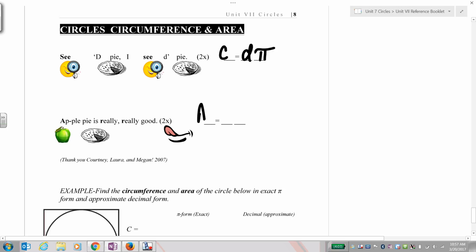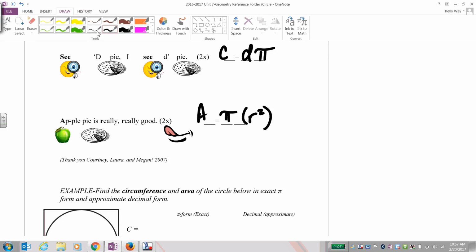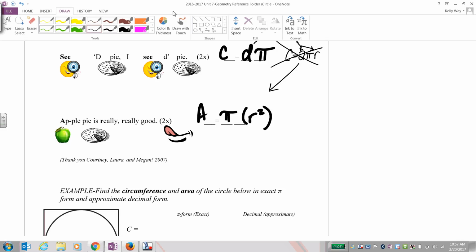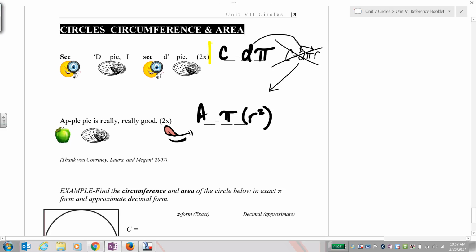That's circumference, and that's area. Now, often they will give you this equation for circumference: circumference equals 2 pi r. You'll never see me use that, because it goes with the area equation. Circumference equals diameter times pi. It's simplistic, it's clean, it also goes with the song.